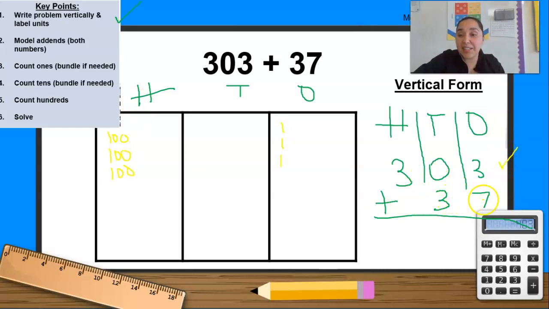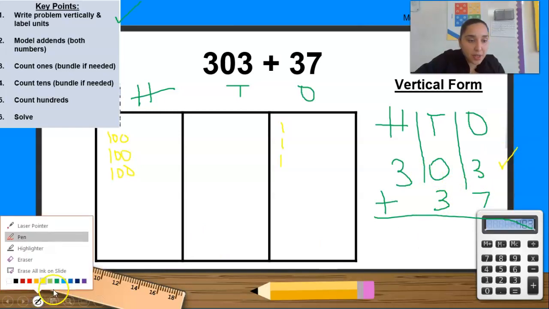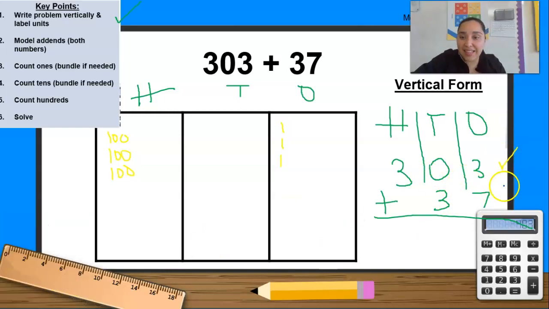The second addend says 37, boys and girls. So that tells me that I have 7 ones, so I start a new column and I go 1, 2, 3, 4, 5, 6, 7. And this tells me that I have 3 tens. 1, 2, and 3. I don't have any hundreds, so I'm done with key point number 2.